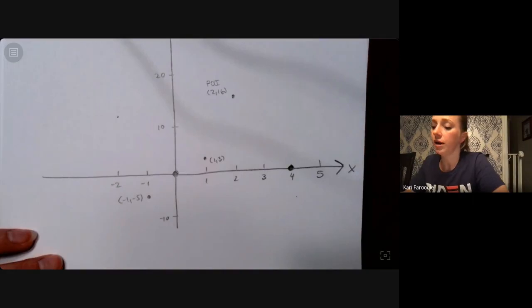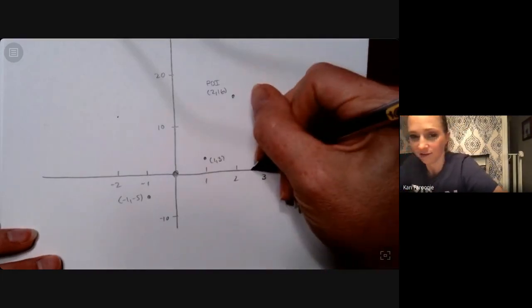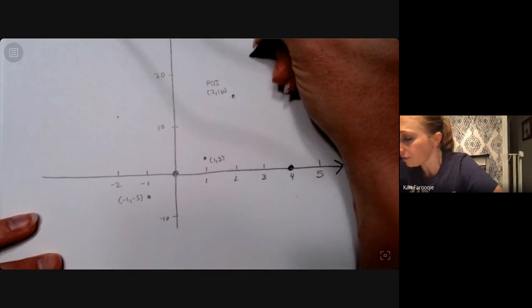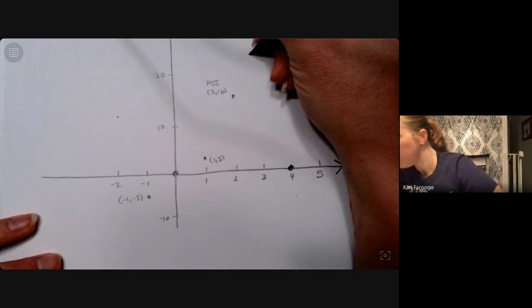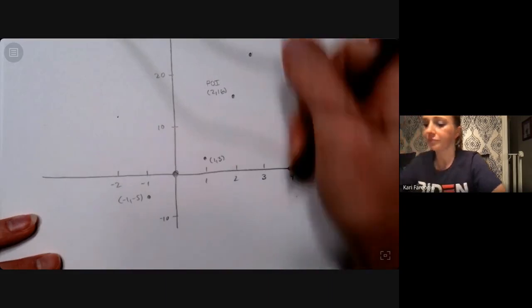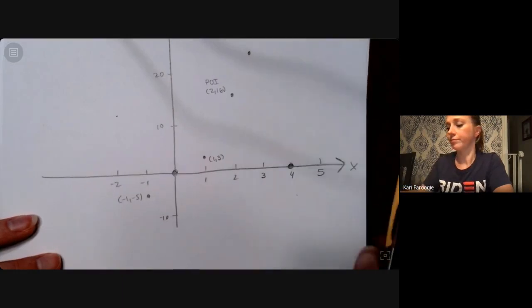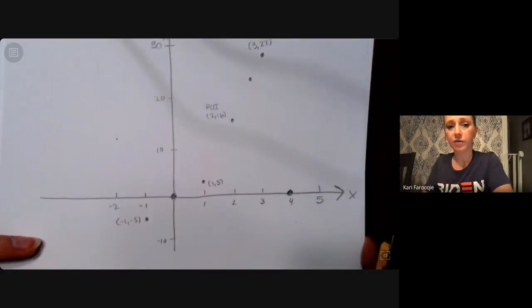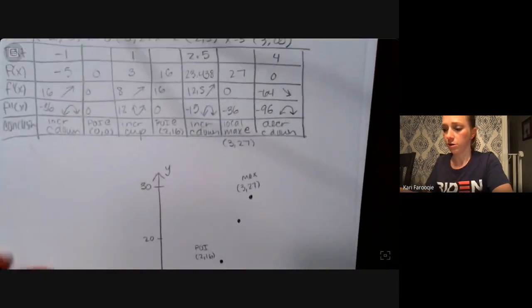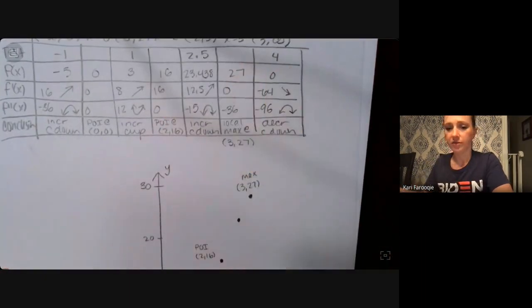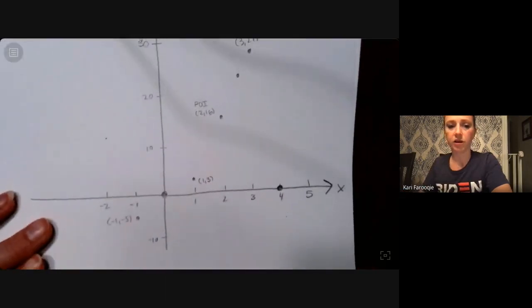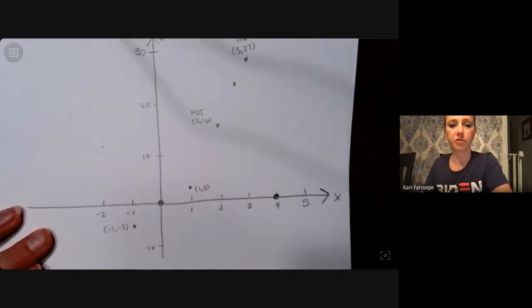And 2.5, 23.438. Do the best you can with that one. So 2.5, and then 23.438. I don't know. Sure. Now I don't have anything between 3 and 4. And that's okay. I don't think we'll need anything. These extra points are helpful, but not completely necessary.